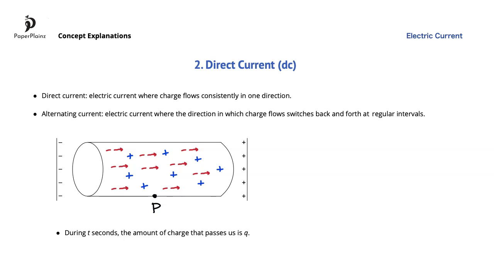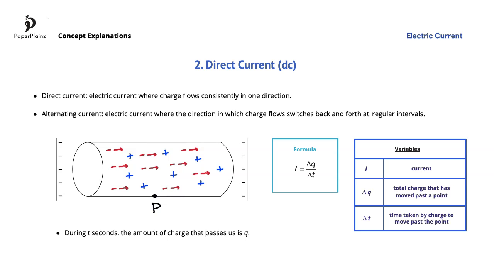Let's assume that during t seconds, the amount of charge that passes us is q coulombs. To calculate the magnitude of the current in the wire, we can use this formula. Here are the variables for the formula. The SI unit of electric current is the ampere, denoted by capital A.